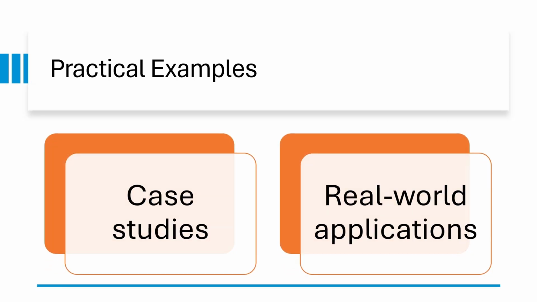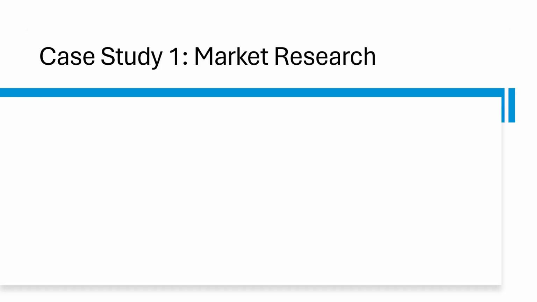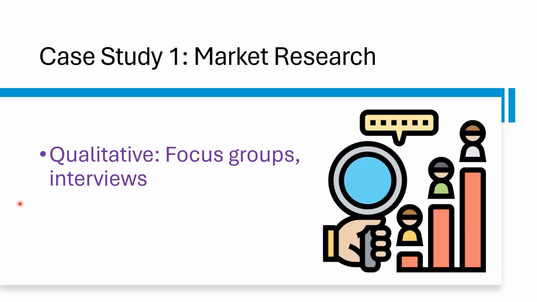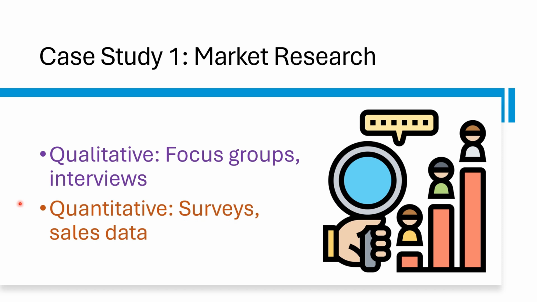Let's look at some practical examples and real-world applications to see how these concepts are used in practice. Understanding the type and level of data helps in various fields. In market research, both qualitative and quantitative data are crucial. Qualitative data is often collected through focus groups and interviews, providing insights into consumer behaviors and preferences. For example, a company might conduct focus groups to understand why customers prefer one brand over another. Interviews with customers can reveal detailed information about their experiences and satisfaction levels.